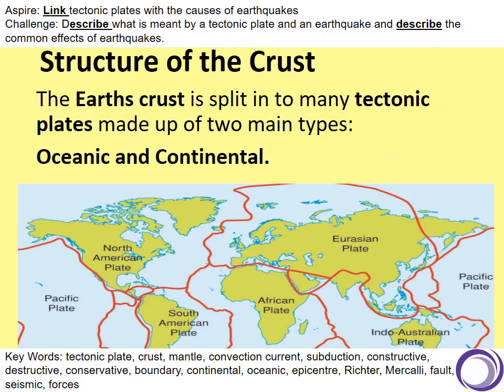So, as we've said, the crust is split into many tectonic plates made up of 2 main types, the oceanic and the continental. On this diagram, you can see the red lines are the boundaries between the different plates. Some of them fall through the middle of the oceans, some of them are across or on the edges of land masses. The ones through the middle of the oceans are, logically, oceanic plates. The ones that are through or on the edges of land masses are continental plates.